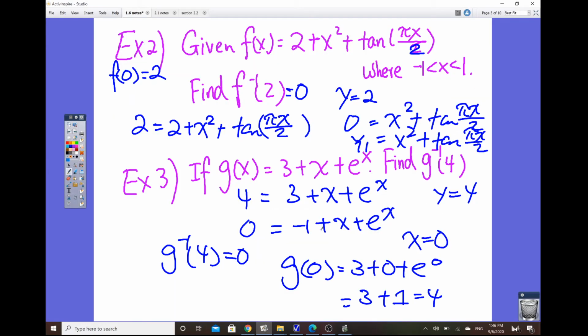For the other one, you pretty much want to do the same thing. Put in that function, -1 plus x plus e to the power of x, and then find the x or y-intercept. Okay, now let's move on to the next one.